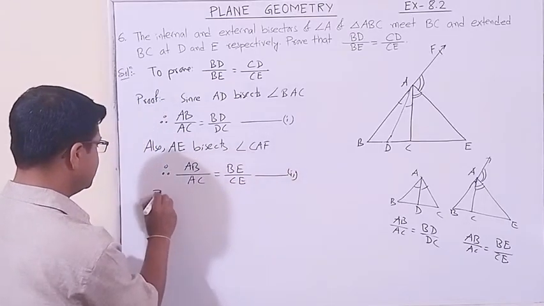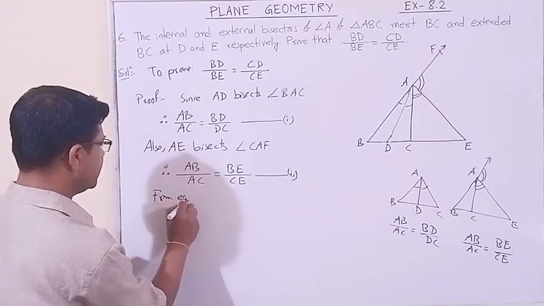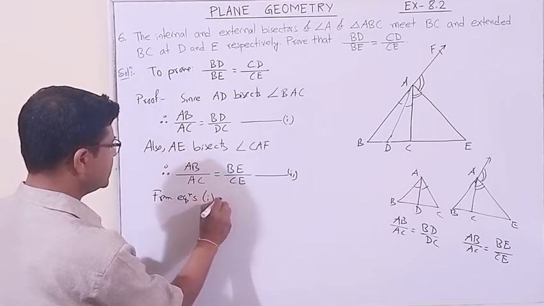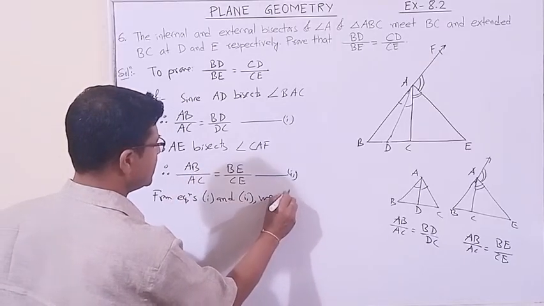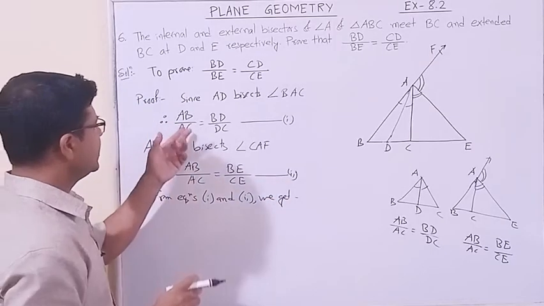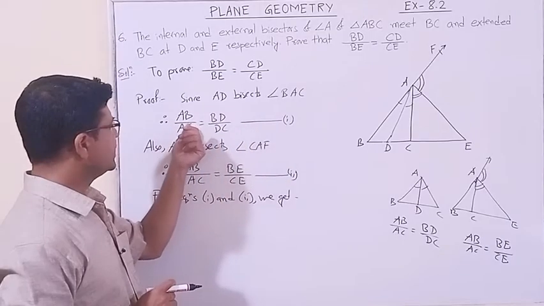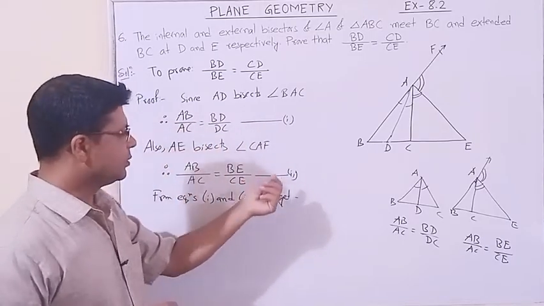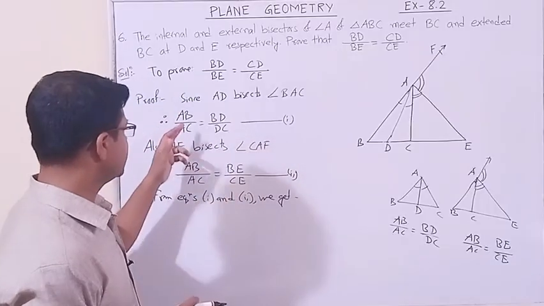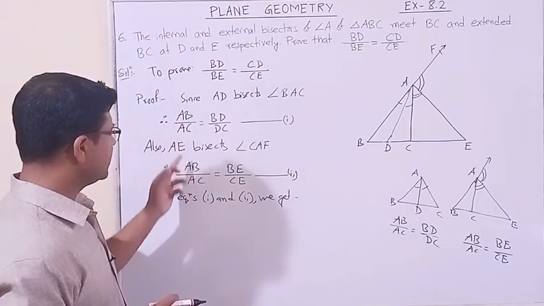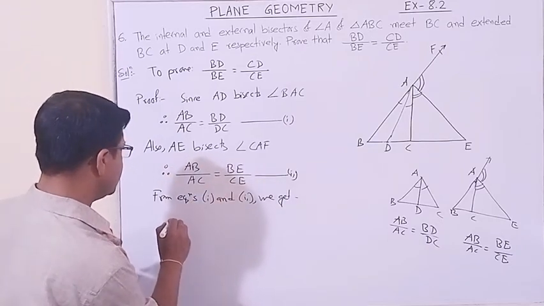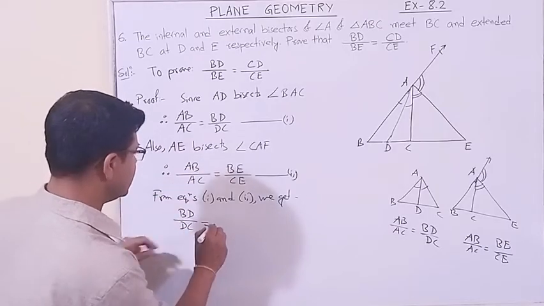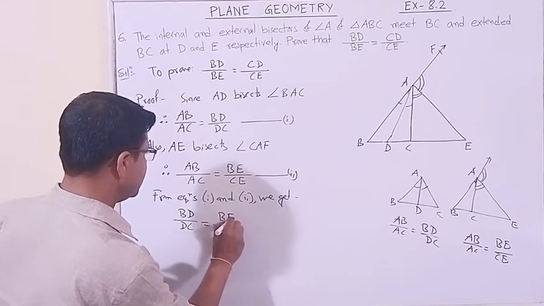From equations 1 and 2, what do we obtain? In equation 1, the left hand side is AB by AC. Again in equation 2, the left hand side is again AB by AC. So they are equal. If these two are equal to the same thing, they are also equal to each other. Therefore, BD by DC is equal to BE by CE.